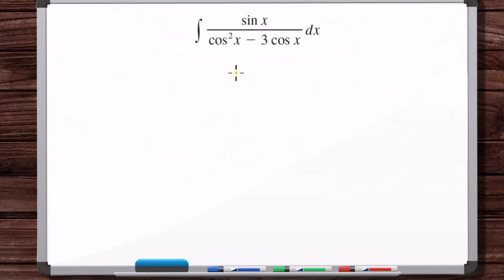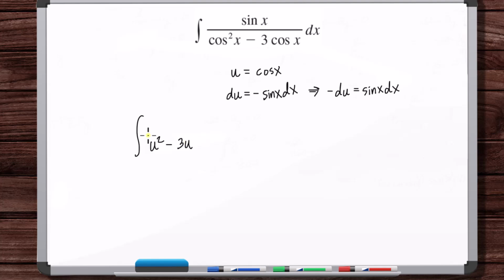All right, so if we say that u is equal to cosine x, then du is minus sine x dx. Therefore, minus du is sine x dx. Okay, so we've got u squared minus 3u. There we go.